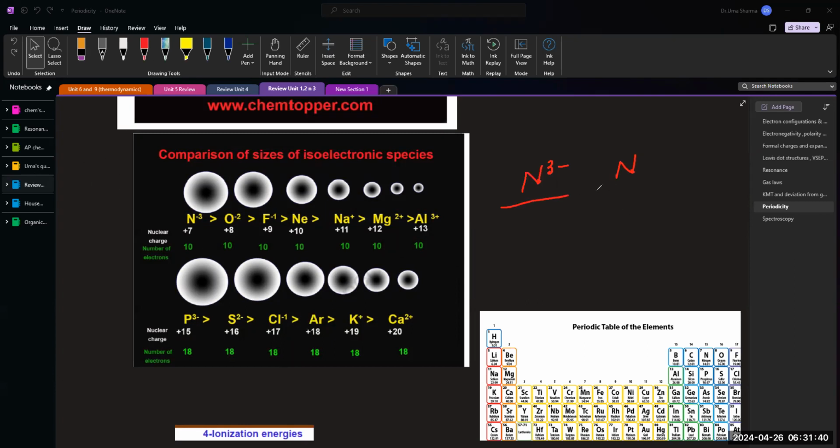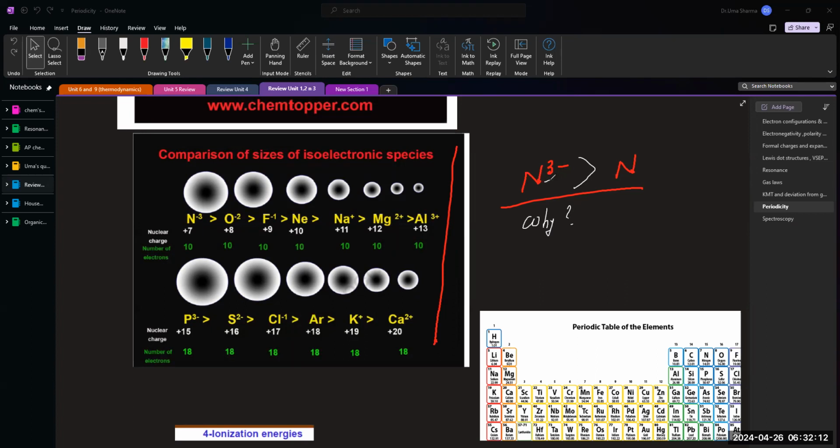Which one is bigger in size and why? Everything is written here. Yes, Afan, which one is bigger in size? Yes, N3 minus is bigger in size. Why? Why is not written here? So can you explain why? Use only one word.